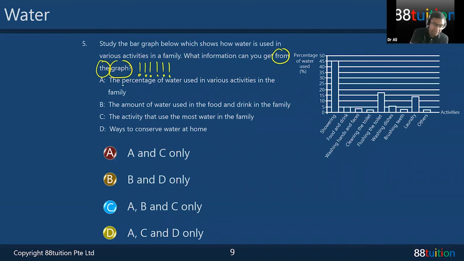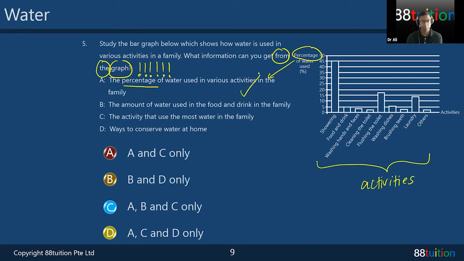The percentage of water, yes, I can get the percentage of water because it is being shown in the graph. You're using the various activities of the family. Yes, I can see that as well. So A is true. B, the amount of water used in the food and drink in the family. Yes, you may think that the food and drink is shown here, so it's true.